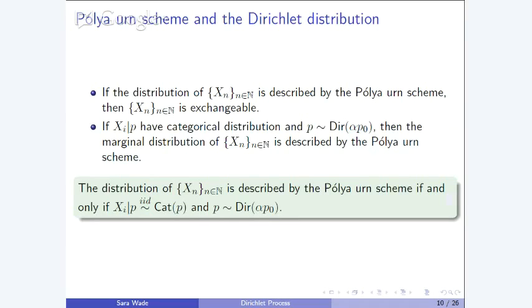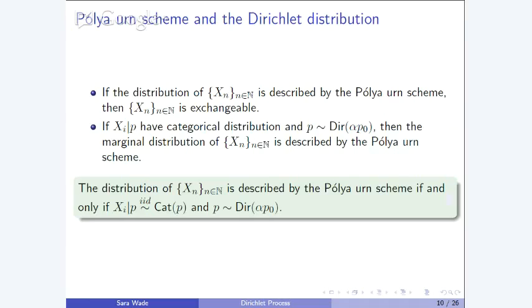Conversely, we know that if Xi given P have categorical distribution, so what we just showed is that if Xn is a sequence where the distribution of Xn is described by the Polya urn scheme, then they're exchangeable, and this de Finetti measure is the Dirichlet distribution.